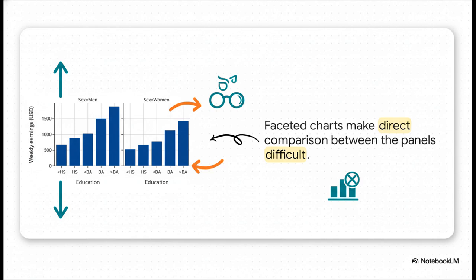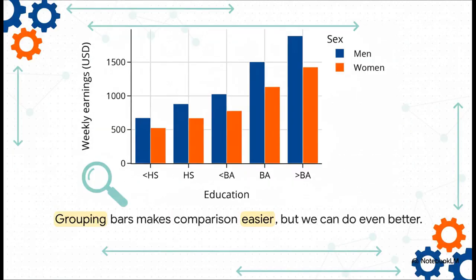Now, this chart does an okay job of showing one thing. For both groups, earnings go up with education. But what if the real story here is the earnings gap between men and women at each education level? Well, this chart makes that comparison really hard. It forces your eyes to jump back and forth between the two panels, trying to judge the difference. Okay, so here's an improvement. A grouped bar chart. By putting the bars for men and women right next to each other, we've made that gender comparison much easier to see.